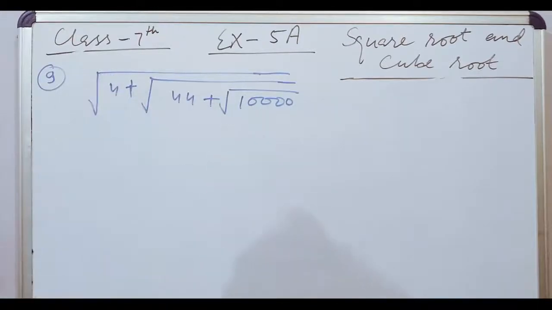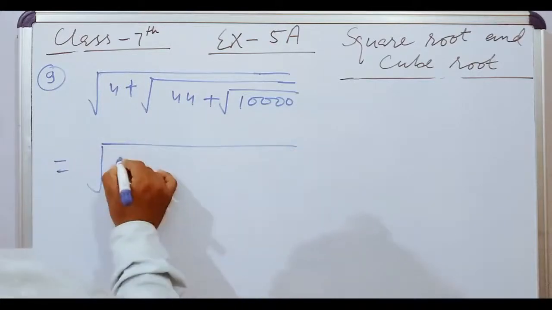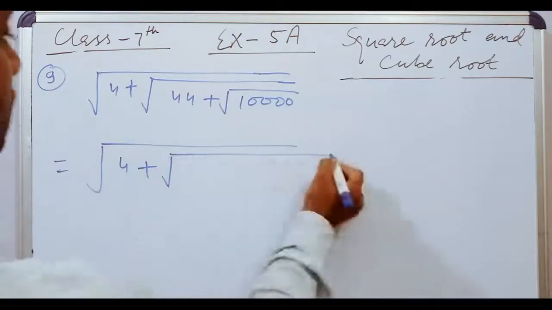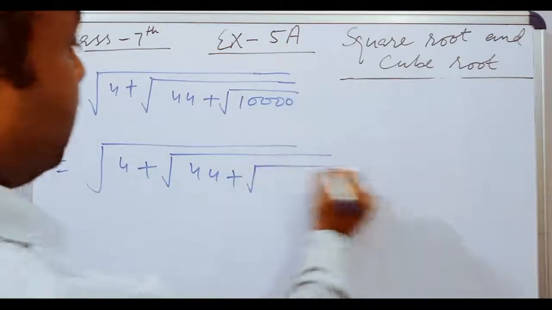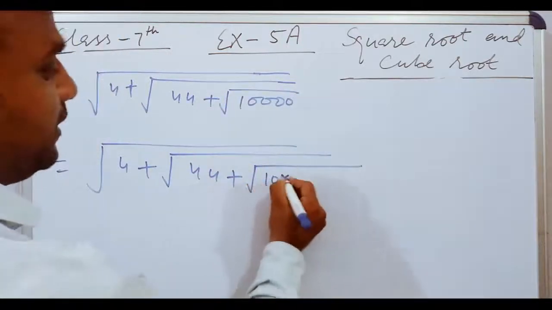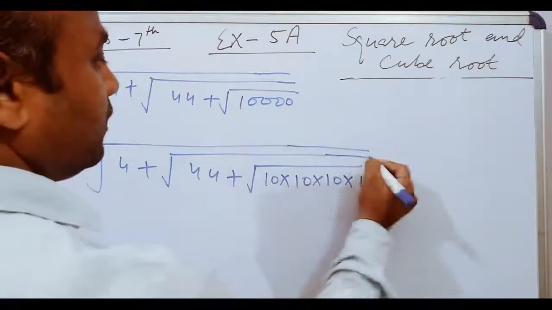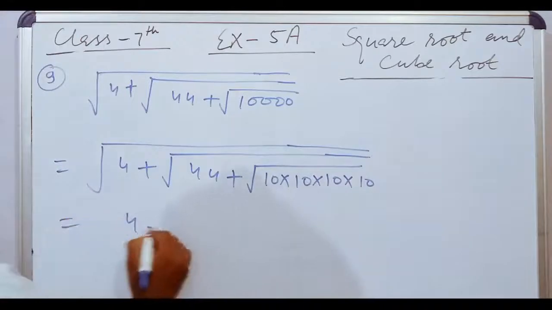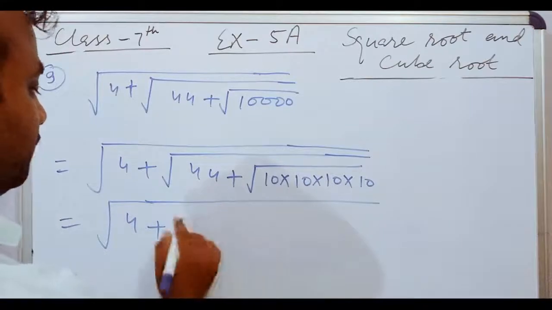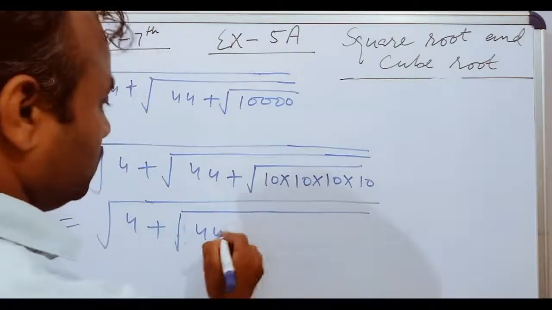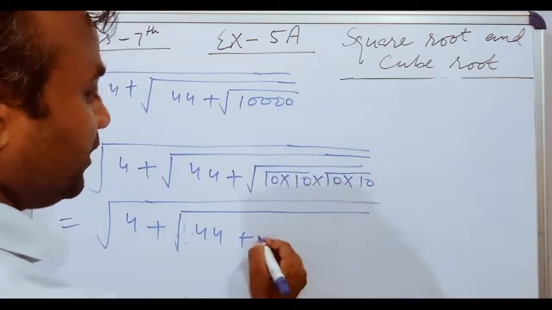Find the value of this. So what to do here? 4 plus square root of 44 plus 10,000. Dear student, 10,000 can be written as 10 into 10 into 10 into 10, 4 times. So 4 plus square root of 44 plus. You take out 10 from the pair of 10, from the pair of 10.